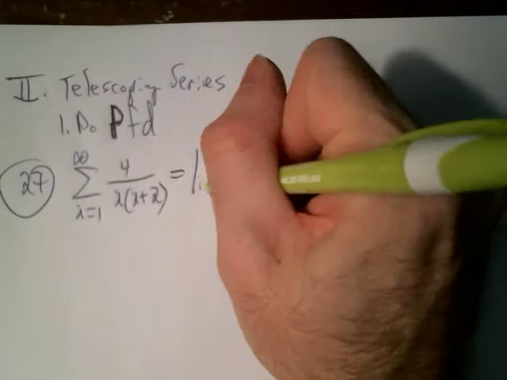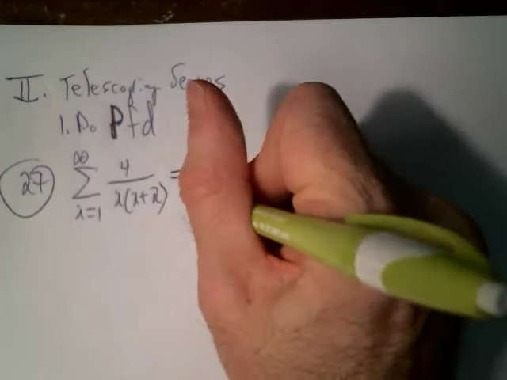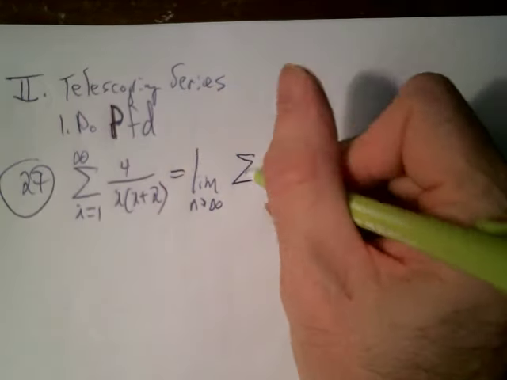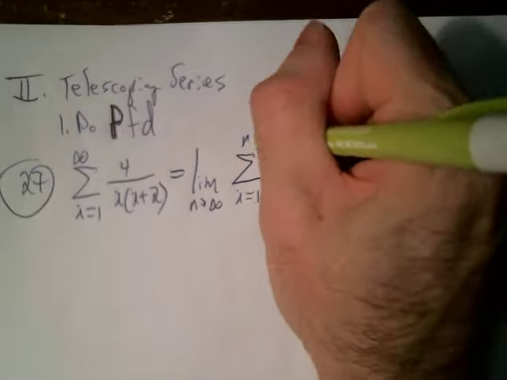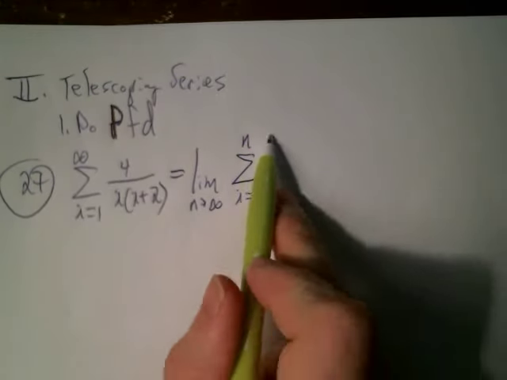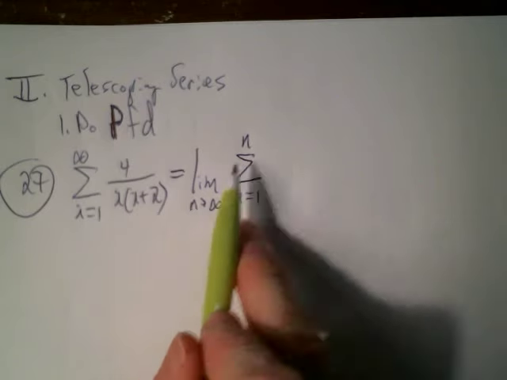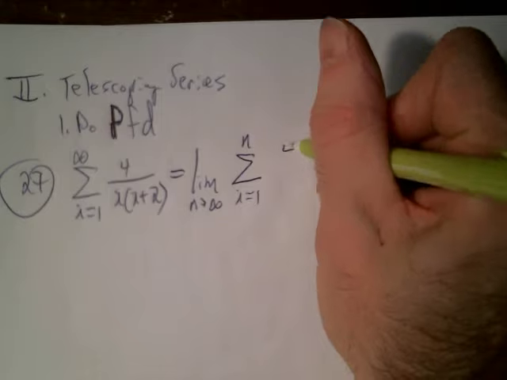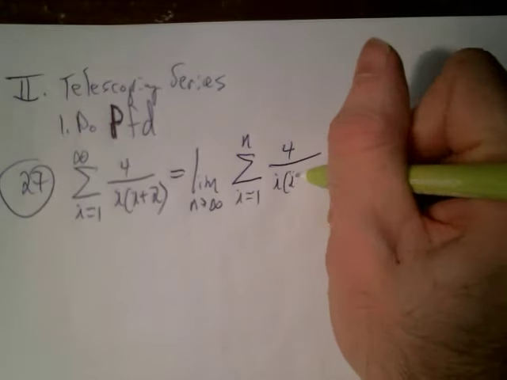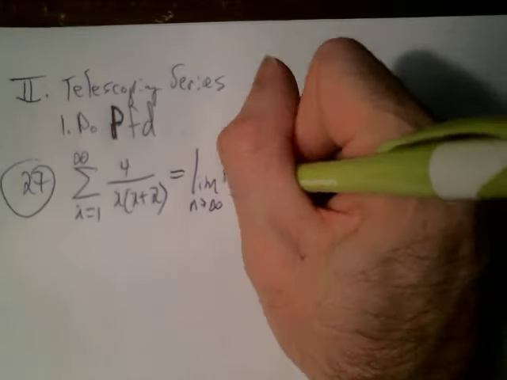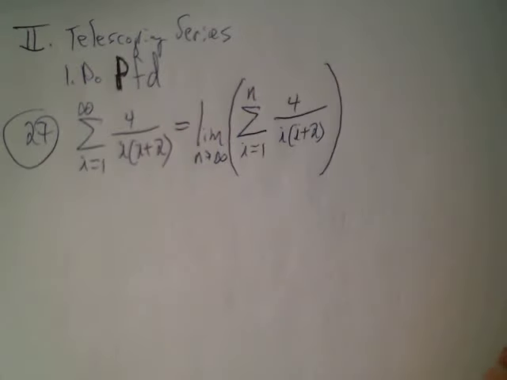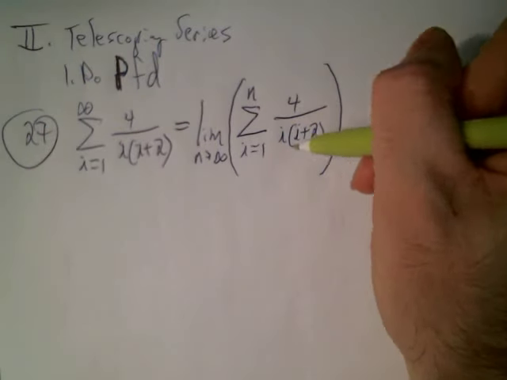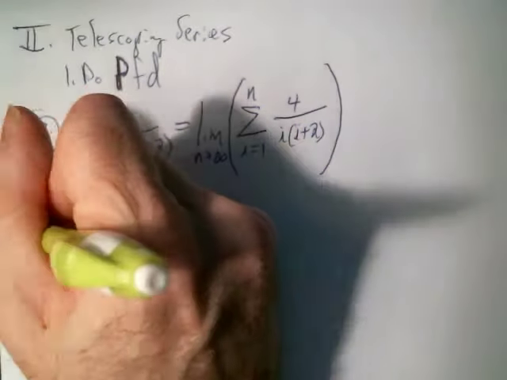This is the same thing as the limit as n goes to infinity of the sum from i equals 1 to n. The only difference between this and this is I'm letting this top part go to infinity, I'm putting it into the limit, of 4 all over i times i plus 2. So I want to find a formula for this thing here. And I'm claiming I could do that with a partial fraction decomposition. So in particular, let's just remove this part of it and decompose it.